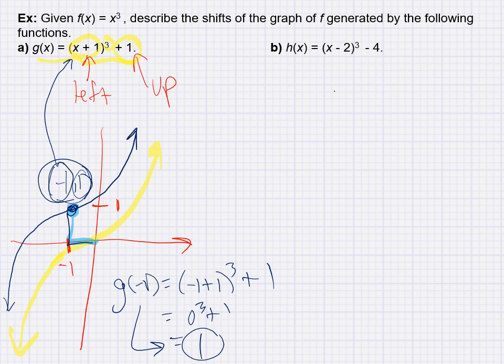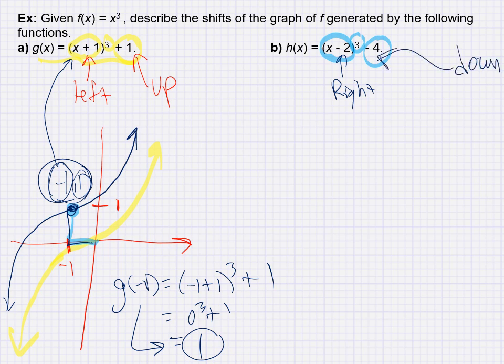Let's look at the next one. So in the next one here, we have a -2 inside the cube and a -4 outside the cube. So what are they going to do? Well, the -2 inside is going to move it to the right, much like we saw with the square that had a -2 inside. And then the -4 outside is going to move it down.